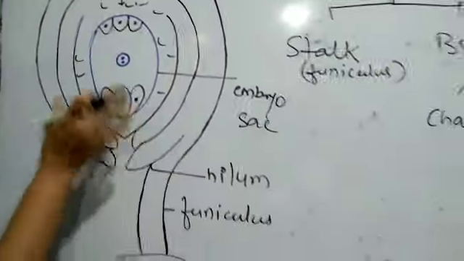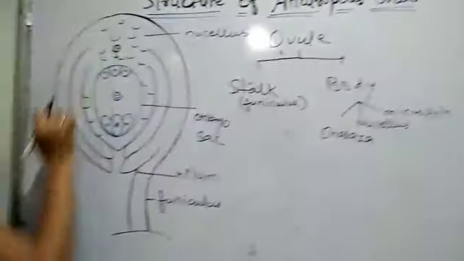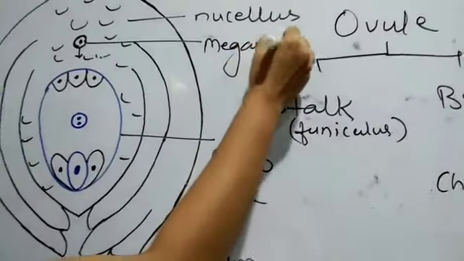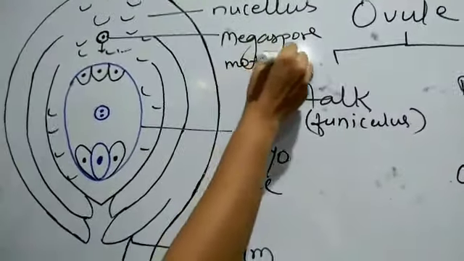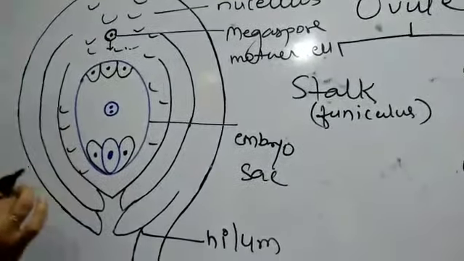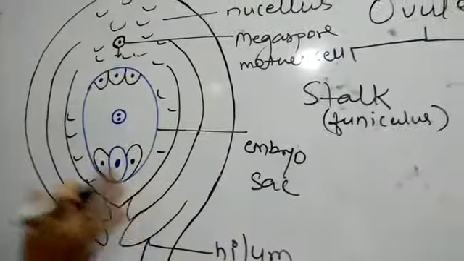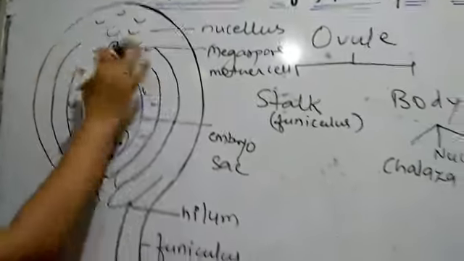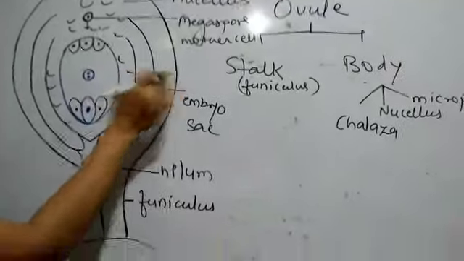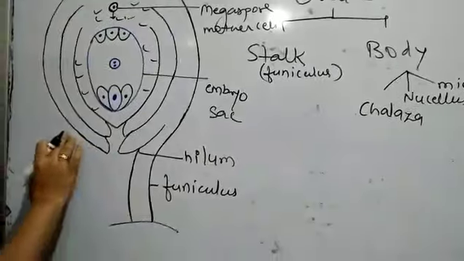The embryo sac has developed from a diploid cell, one of the cells of the nucellus. This we can call a megaspore mother cell. Why megaspore mother cell? Because it is going to produce the megaspore, that means the female gamete. Now, the whole portion is the nucellus. Next, this nucellus is covered by two layers. These two layers are known as integuments.